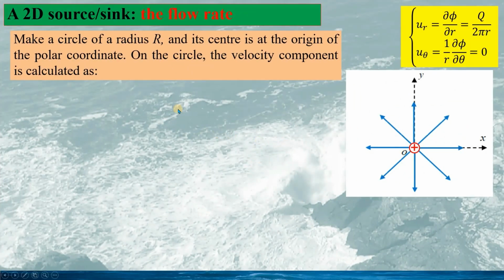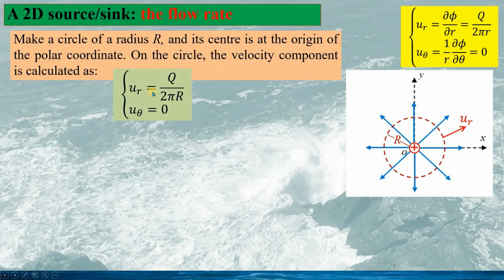Now here, we can make a circle of radius r around the source, and the center would be at the origin of the polar coordinates. See this dashed line. On the circle, the velocity component ur would be calculated as this. There's no tangential velocity component u theta because it is 0.